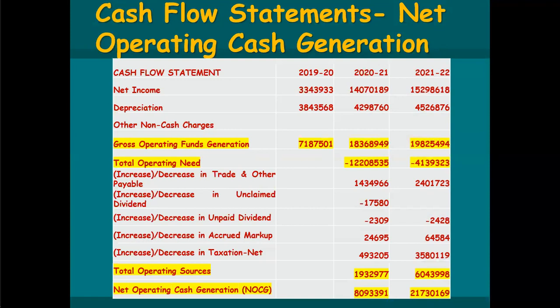Here we find the decrease in the accrued markup. Thereafter, decrease in the taxation, and the total operating sources comes. The figure is in front of you, and the net operating cash generated is equal to this much.